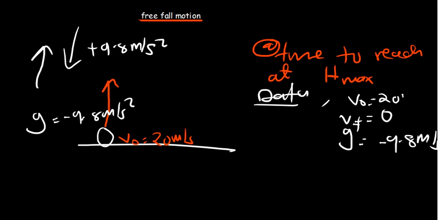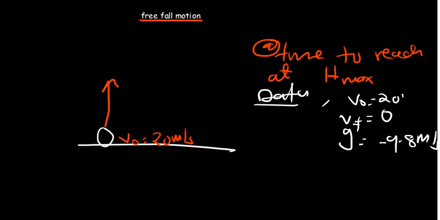Okay, so now let's go back to the question. How can you solve it? We can solve that question using simple equations. We said v final is equal to v initial plus a t, but in this case I can't use a because we are talking about the acceleration due to gravity. So I have my initial, my final, and my g, and I can calculate t.